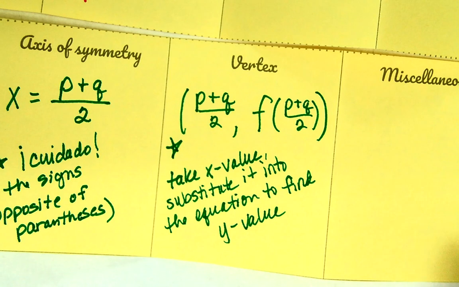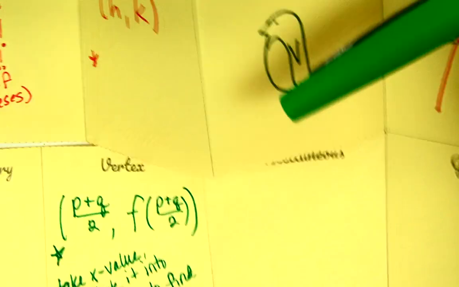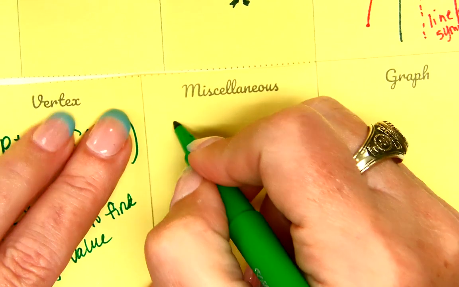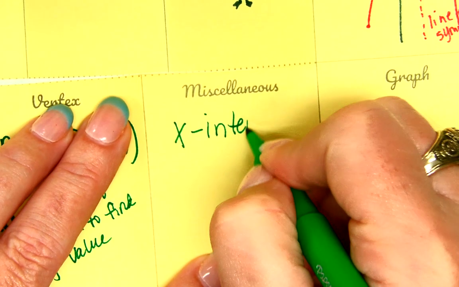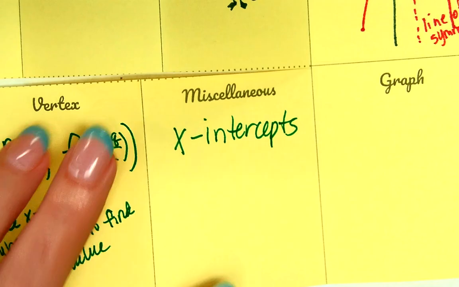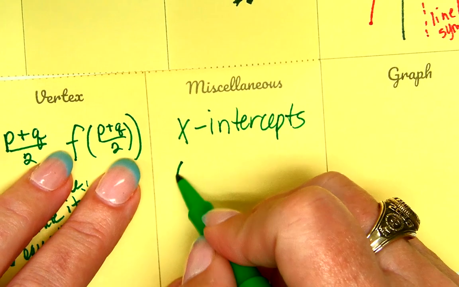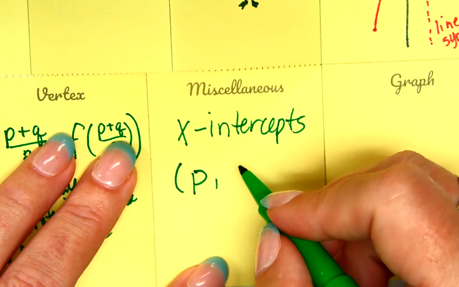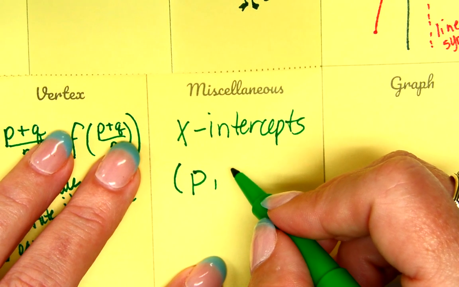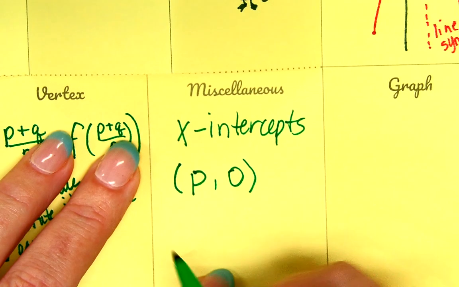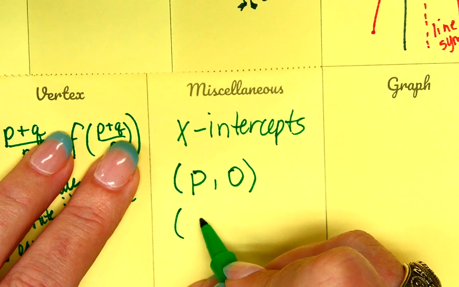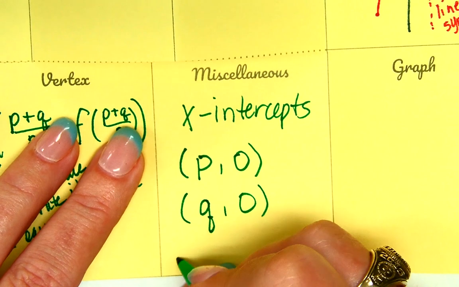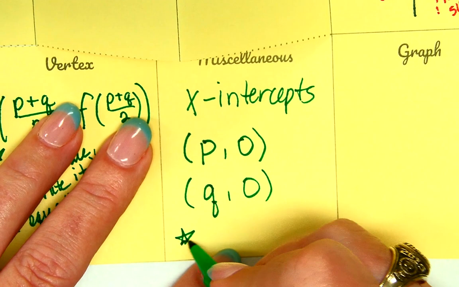What do you think we have in miscellaneous this time? X-intercepts, absolutely. Where are the x-intercepts? P what? Good guess. P what? 0. Very good. And where's the other one? Q, 0. Very good. And I'm going to go ahead and put a star here as well, right? Because I still have to be careful of the signs.